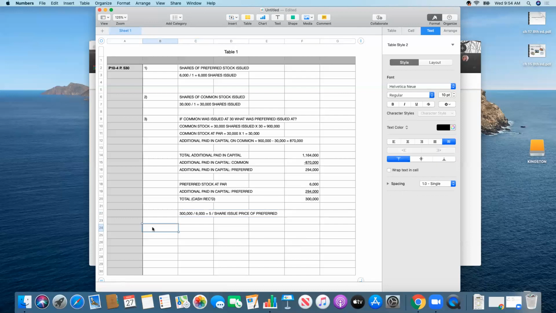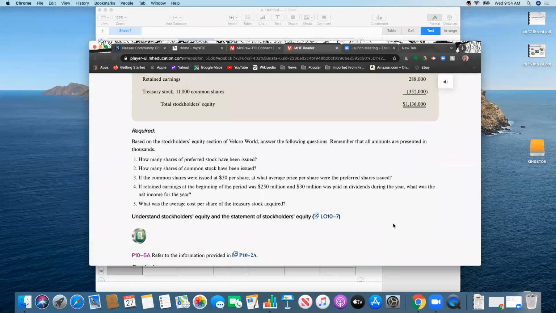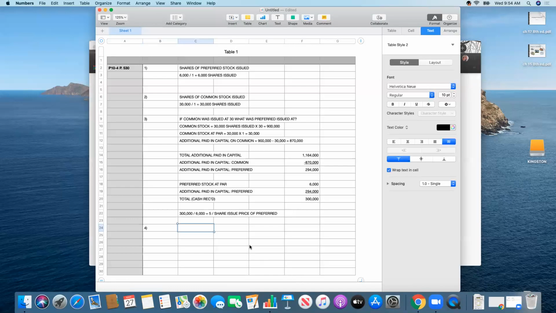Okay, so that was a long calculation. But again, if you can segregate the preferred from the common, and then go into that additional paid in capital and split it out into its two parts, that's what you had to do to answer that. Number 4, if retained earnings at the beginning was $250 and $30 million was paid in dividends, what was the net income for the year? All right, so retained earnings.